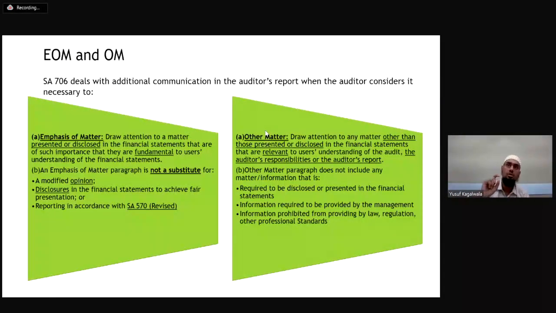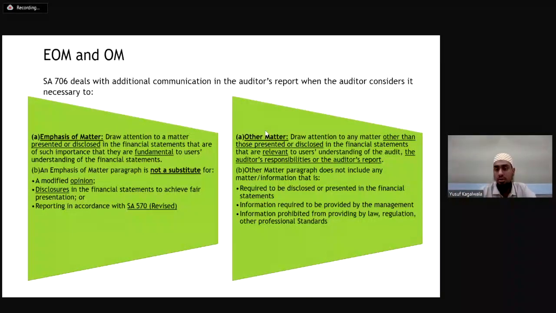So for SA 570, that is going concern, the material uncertainty on going concern para is to be given, and an emphasis of matter is not a substitute for that. If anything pertains to going concern, it will be reported as per SA 570.